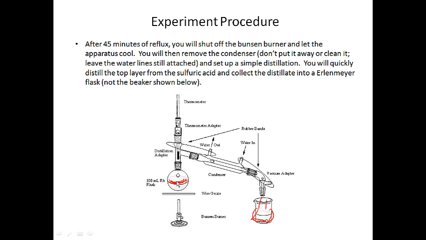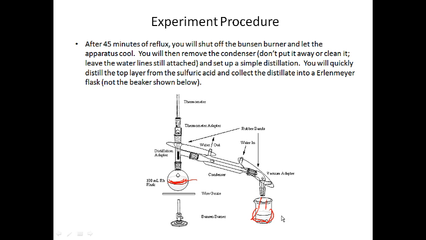So you're going to distill this until the top layer is completely gone, or the temperature will start to rise because now you're distilling acid, so it'll go up to about 115 degrees. This usually has a red, orange, or some other color, so it's easy to see when it's gone. So you're going to slowly or quickly distill this until that top layer is gone.